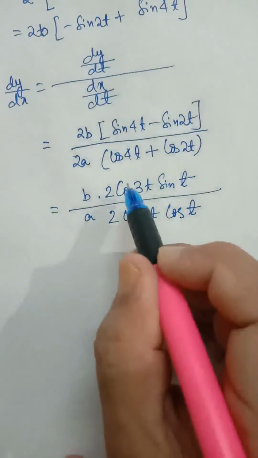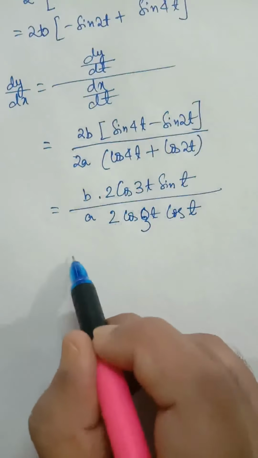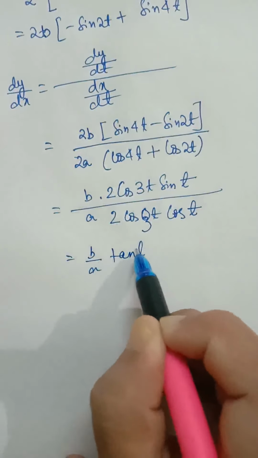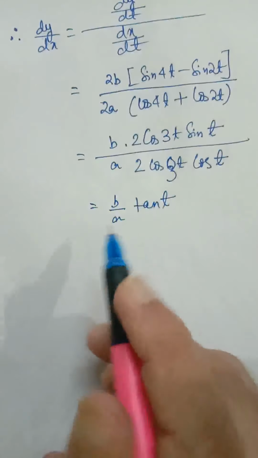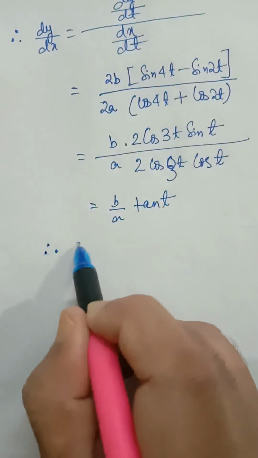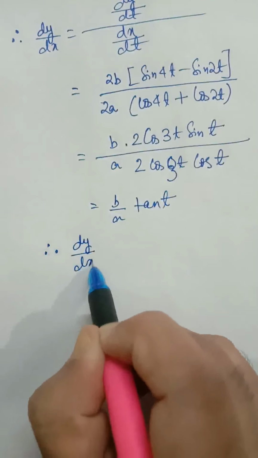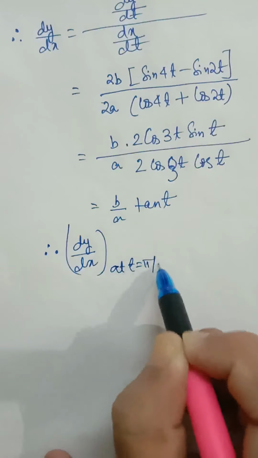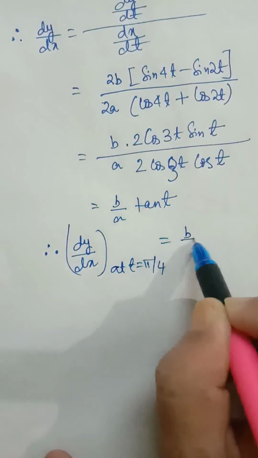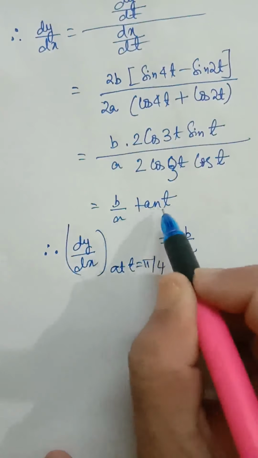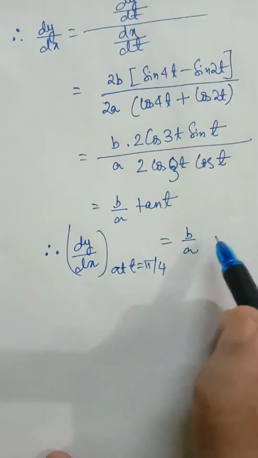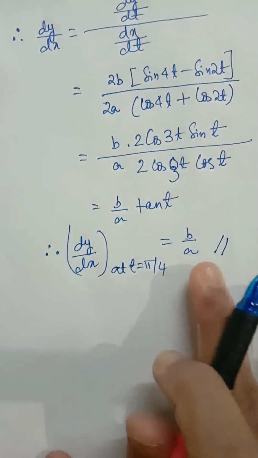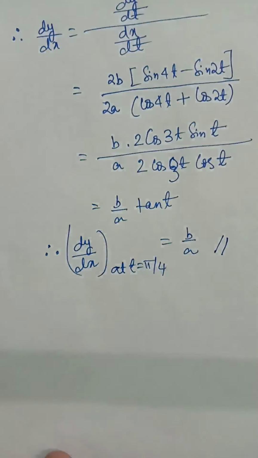Now again cancelling 2 cos 3t, this will be b by a into tan t. This is dy by dx. Now we have to find dy by dx at t equal to pi by 4. If we put t equal to pi by 4, this will be b by a into tan pi by 4, which is 1. So dy by dx at t equal to pi by 4 is b by a. This is what we have to prove.